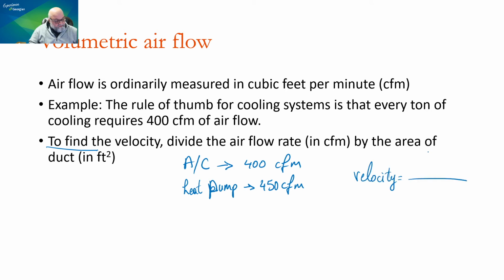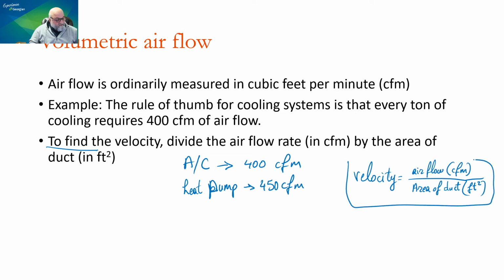So this rule here says that velocity is equal to airflow in CFM divided by area of duct. Make sure it is in square feet and not any other unit. So this is what this rule is saying, and we're going to do exactly that.